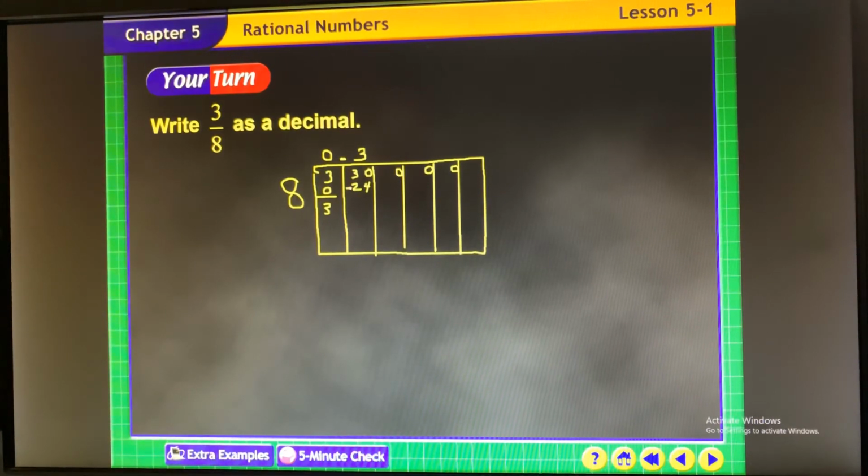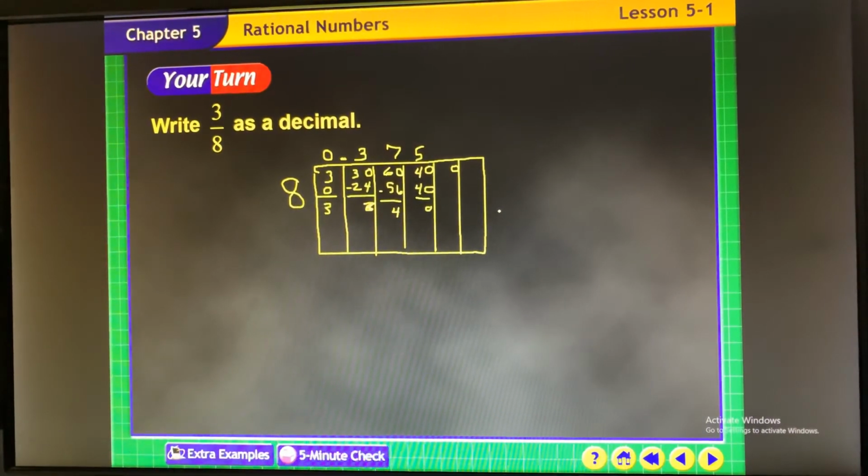24. Borrow and subtract. 10 minus 4 is 6. I don't know what I was thinking there. 6. Bring the 6 up there. 8 goes into 60. How many times? 7. You get 56. Subtract. You get the 4. Bring the 4 up here. 8 goes into 40 5 times and you're done. Because this is a terminating decimal, it ended. 375 thousandths.